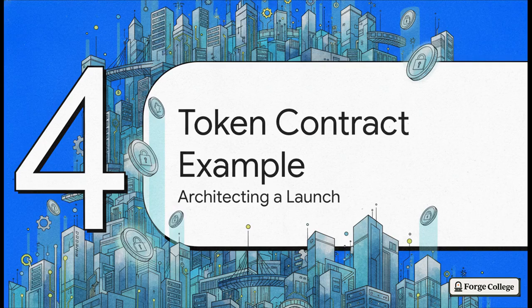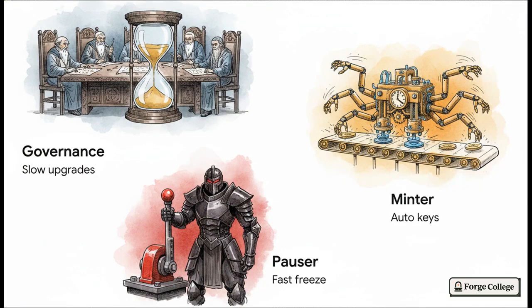Okay, Section 4, building a token contract. Let's see how all of this builds into a concrete example. I want you to use your imagination for a second and pretend we're architecting a brand new token launch together right now. Here is our specific startup cast of characters for this new token. First, governance. This is a multi-sig wallet. They handle massive contract upgrades, so we want them to be slow, deliberate, and likely on a time lock.